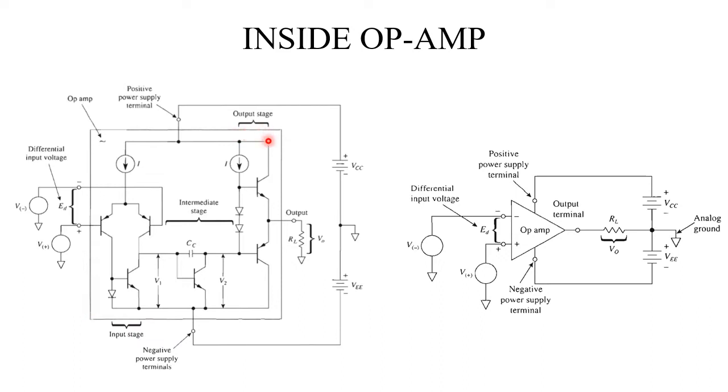This box shows the internal structure of operational amplifier, and in the internal structure you can see there is an input stage, intermediate stage, and then output stage. So these are the three stages inside the operational amplifier, and most of the components are transistors. So you can see this is the simplified diagram, so you can see a few transistors, but in the detailed diagram you can see many transistors. And this is the output terminal, and these are the power supply terminals.